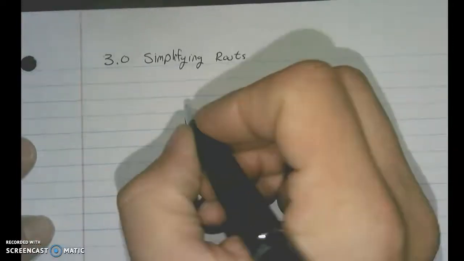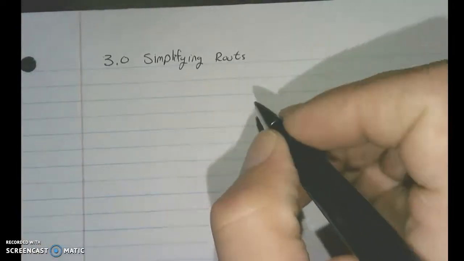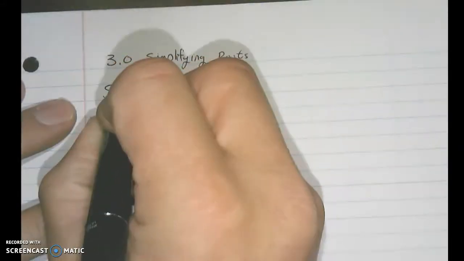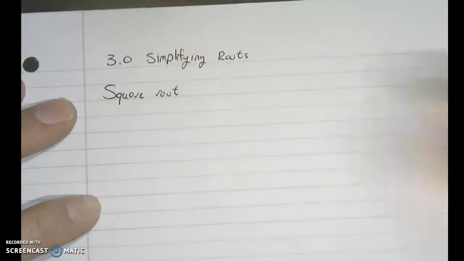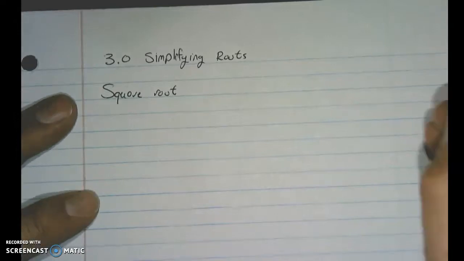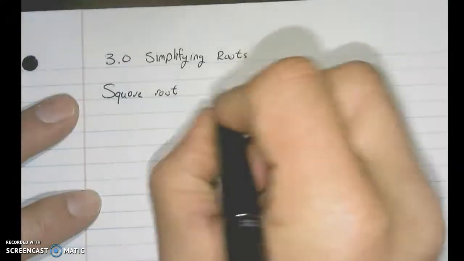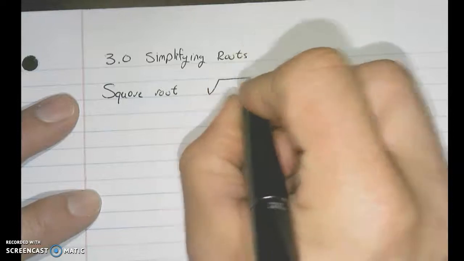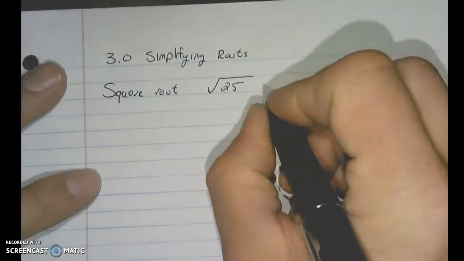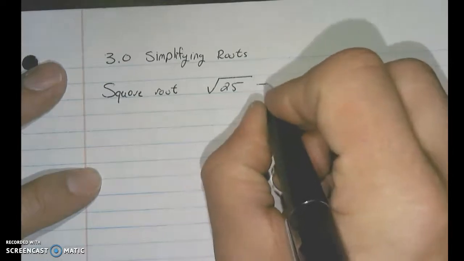Okay, so simplifying roots, we are looking at doing some old school stuff that you've done before, like square root. Remember that? Great. Okay, so what we're looking at, we'll just start with something easy, like 25. I'm going to run it through my example, my explanation. I like it a lot.